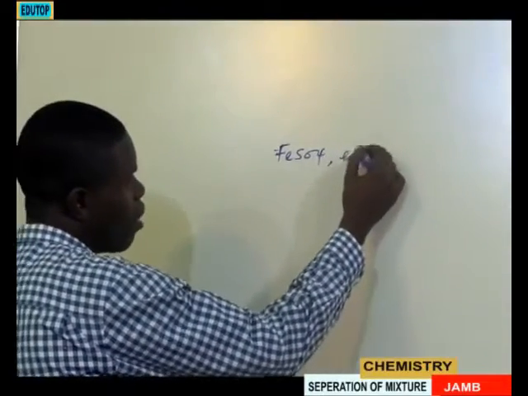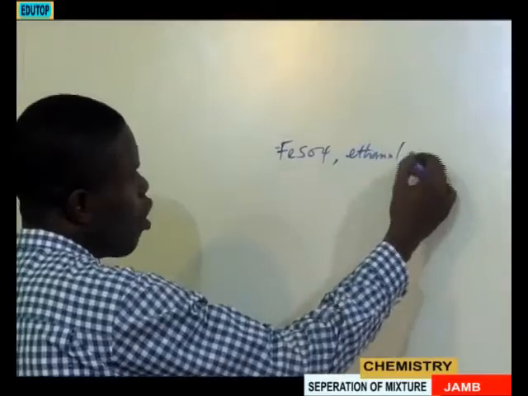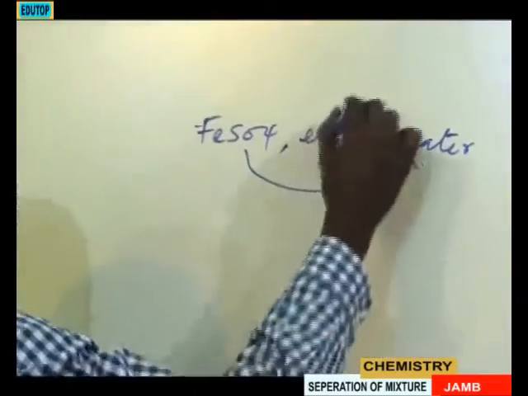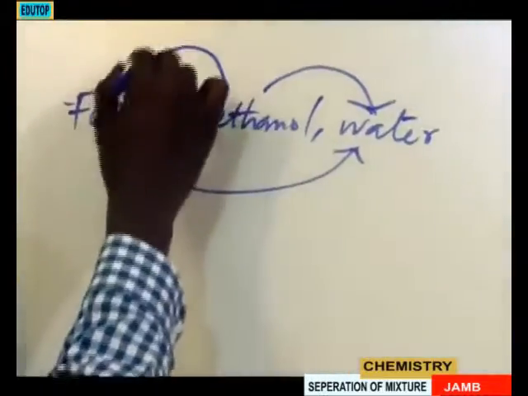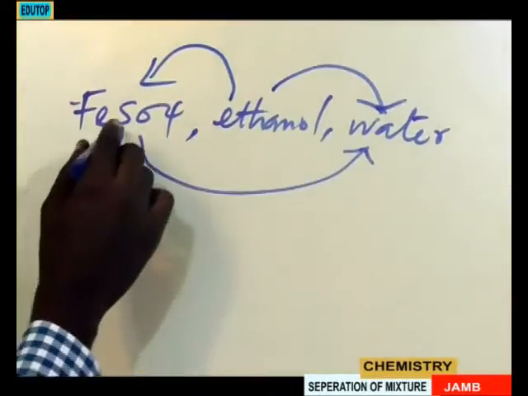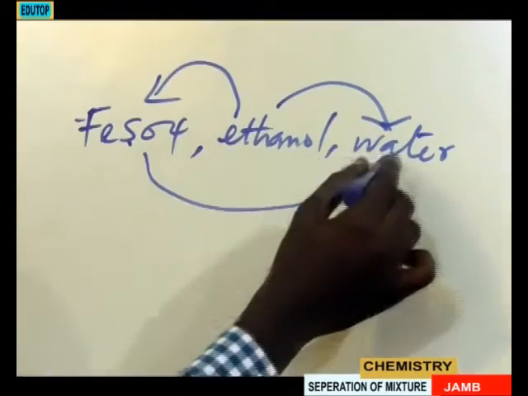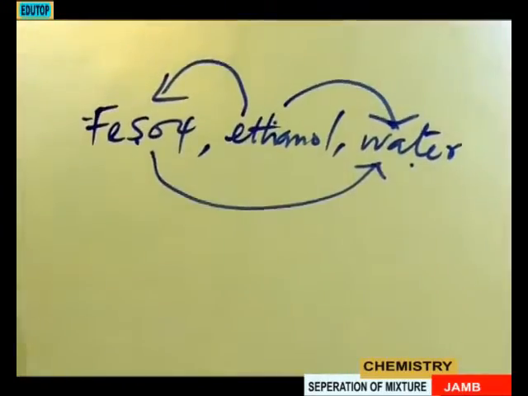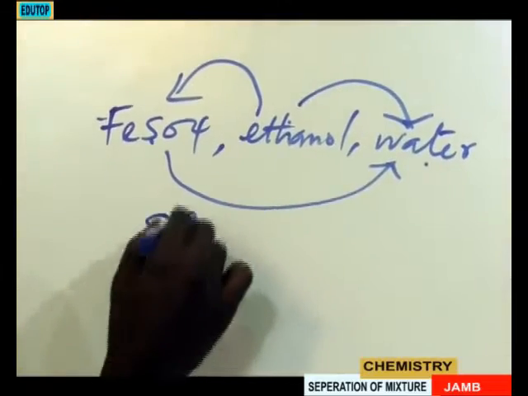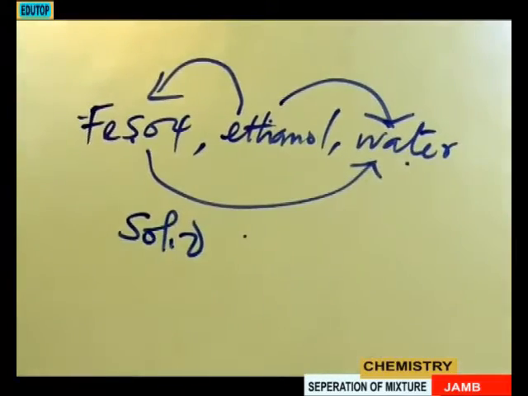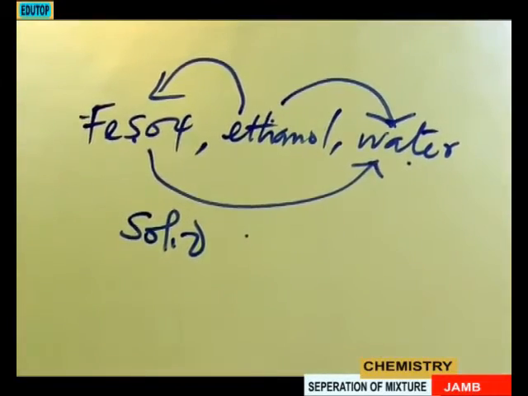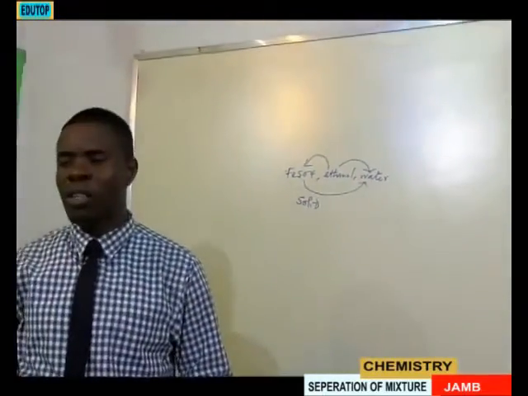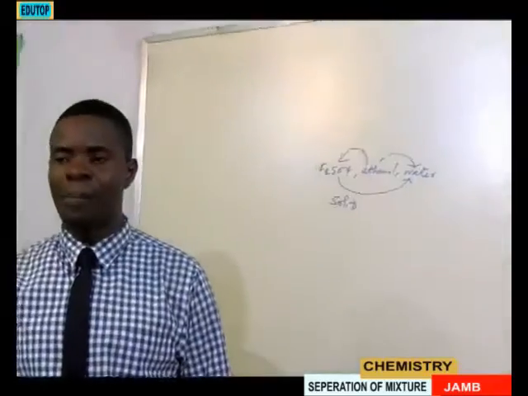You have your ethanol, then you have your water. I said that this one is miscible with this, this one is also miscible with this, but this one is immiscible with this. So if you want to separate this one from this mixture, all you need to do is introduce what? Ethanol. So if you want to separate a solid from a miscible liquid, you use what? Precipitation. So the answer to question 12 is definitely going to be option C. That is precipitation.